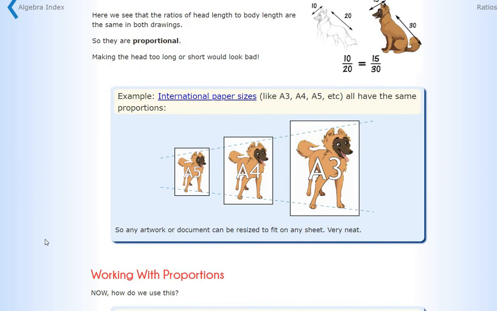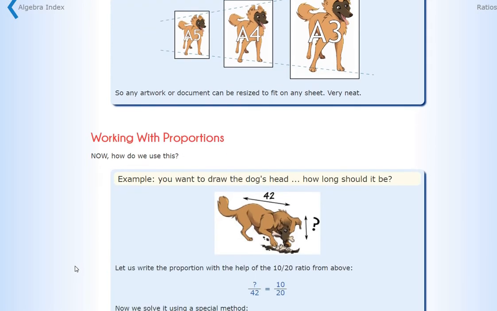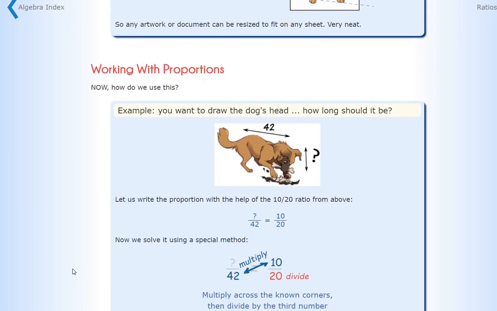Alright, for example, A3, A4, A5, etc. all have the same proportions. Okay. So this is in relation to paper sizes. Okay, any questions so far, Mara? No. Great. So working with proportions.